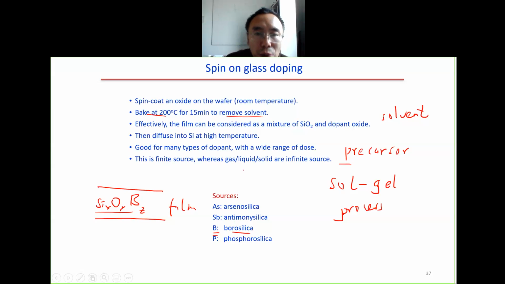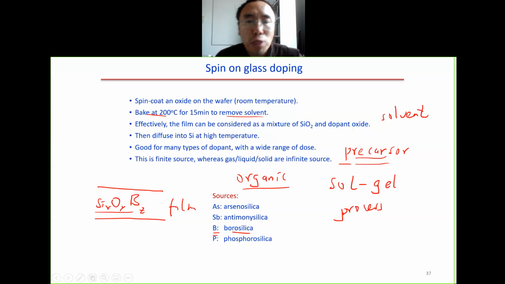There are also some organic groups, because this precursor here contains some organic things. But when you do this high temperature, those organic components will be burned away, will be decomposed. But that's good for the many types of dopant, and it's a very cheap way. You do not need any equipment. You just do the spin coating. You do the high temperature process. Then the doping will be done.